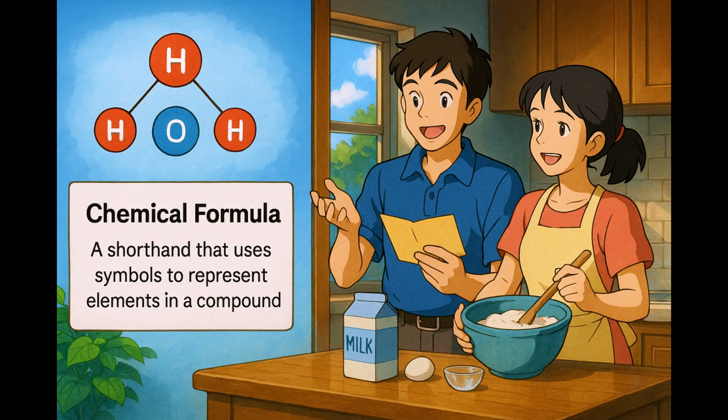Just as the recipe shorthand might list 2 eggs, 1 cup sugar, 1 cup flour to summarize the ingredients, a chemical formula like H2O uses symbols and numbers to represent the elements and their quantities in a compound, allowing for quick understanding and communication.